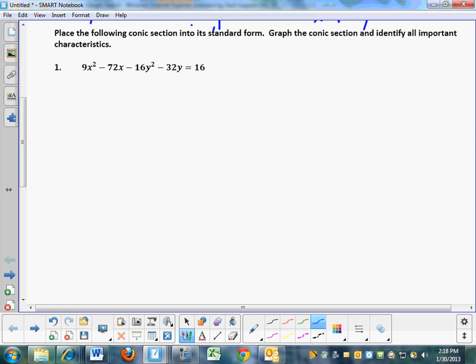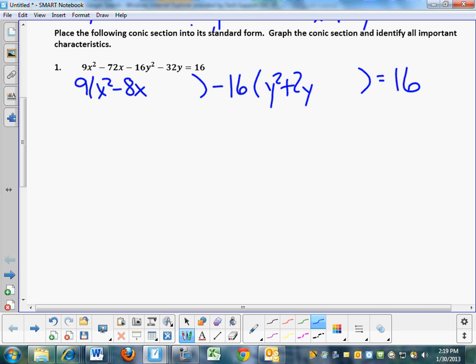We must complete the square for each part of the problem. I want to complete the square for the x's. I want to complete the square for the y's. What should we factor out of the x's? A 9. And I'm left with x squared minus 8x. And we have to complete the square. What should I take out of the y's? Negative 16. I'll be left with y squared plus 2y, all equals 16.